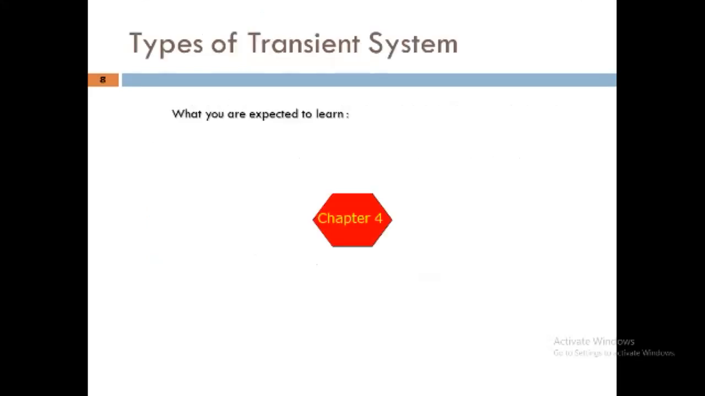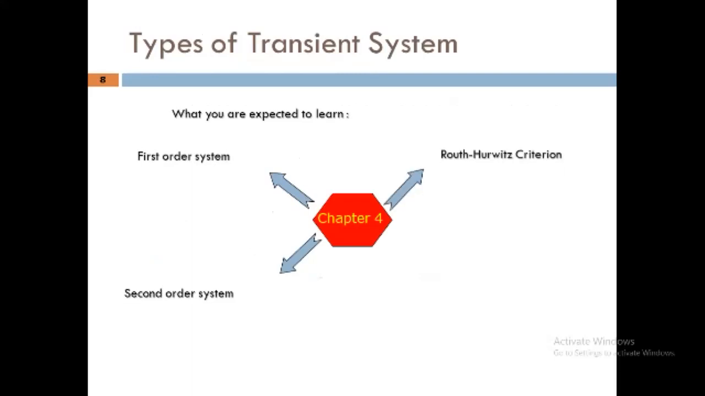So basically, these are the types of the transient system. So what are you expected to learn? See here: first order system, second order system, then the Routh-Hurwitz criteria, and steady state error. So what is the main difference between first order system and second order system, and how do these two belong to the Routh-Hurwitz criteria to get the steady state error, transient state error, and stability of the system?